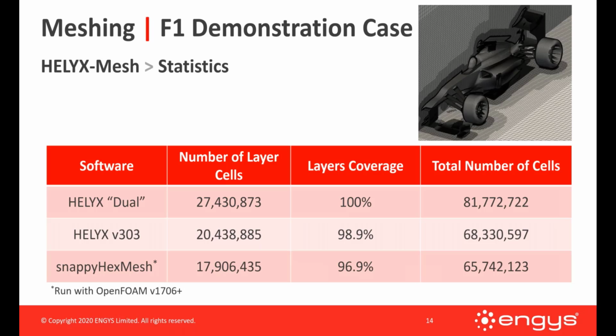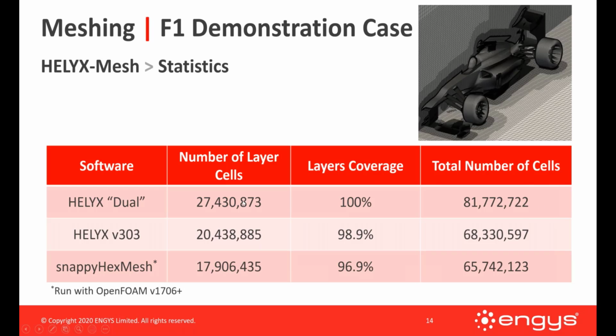In fact, I ran an external aero case on an SUV comparing snappyHexMesh and helyxHexMesh and had similar performance of layer coverage. For these particular cases, the layer coverage on a vehicle is very important if we're looking at detachment of a boundary layer, something like that. So for the dualized mesher, we get 100% layer coverage on this body. For HELYX version 303, we get 98.9% layer coverage. And for snappyHexMesh, we still get a great amount of coverage, which is 96.9. I'll go into more detail about those specific parts that might be covered on the vehicle.